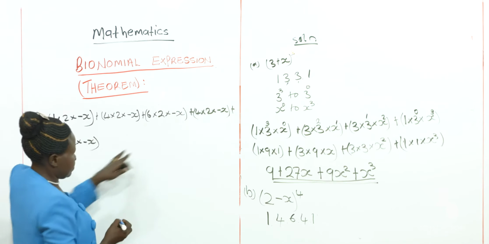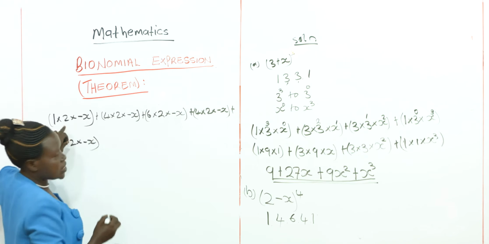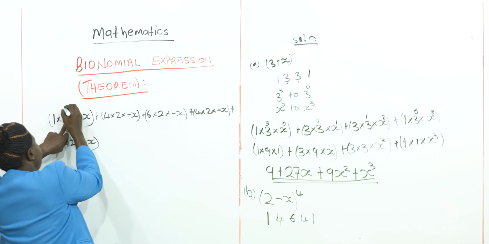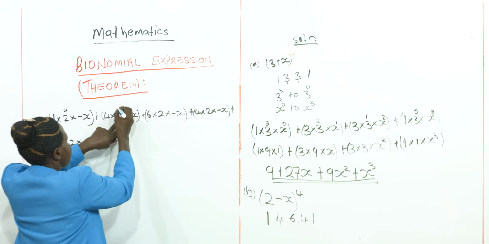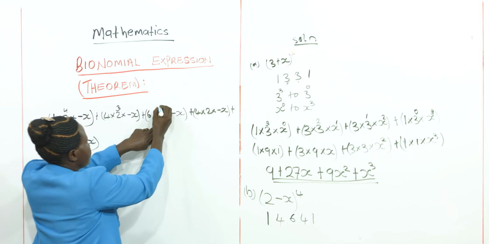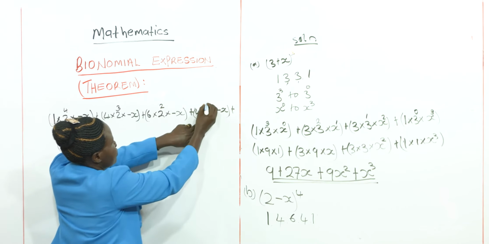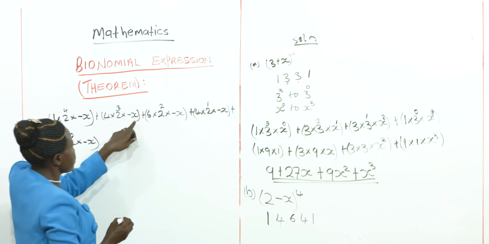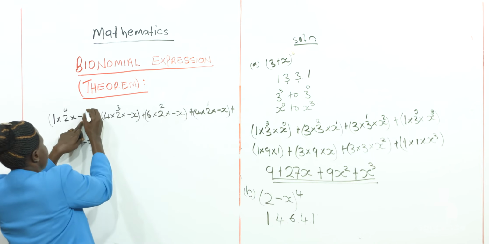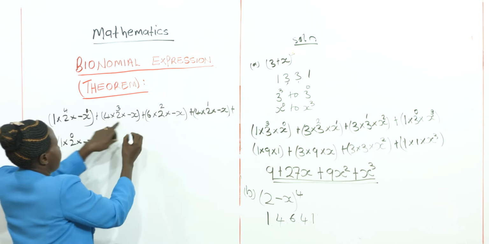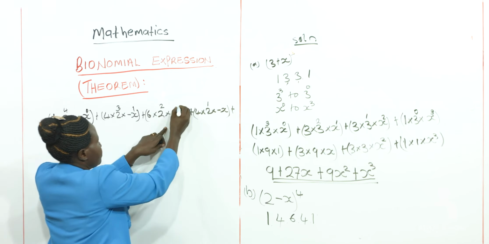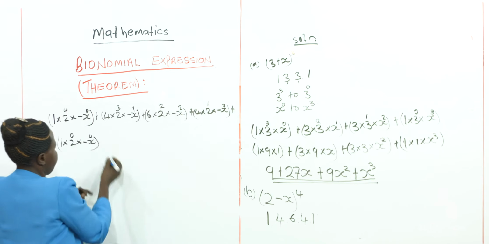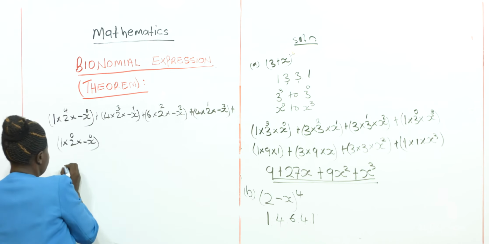So dear learners, up to that, then now you begin to decrease the power of the first term, and the first term is 2. So you put here the power, which is 4, and then here it reduces to 3, here it reduces to 2, here it reduces to 1, and then here it reduces to 0. And then we increase the power of the second term. So here we shall have 0, and then here we have 1, here we have 2, here we have 3, and then we have 4. So from that level, we are now going to simplify.